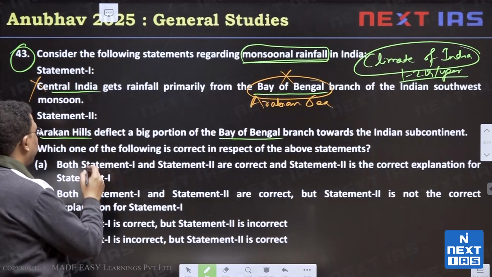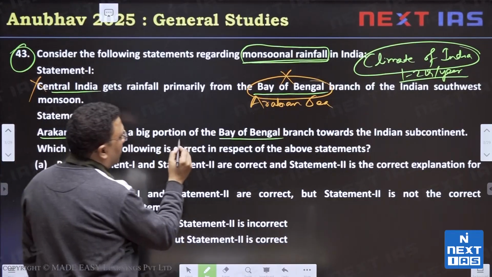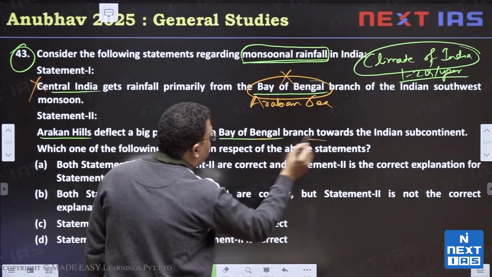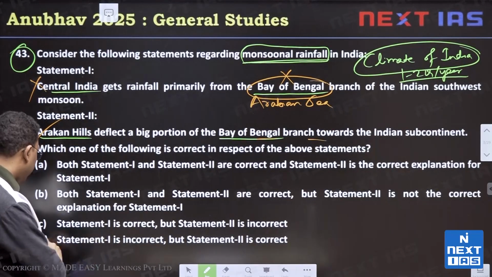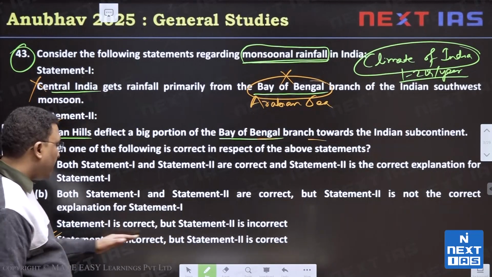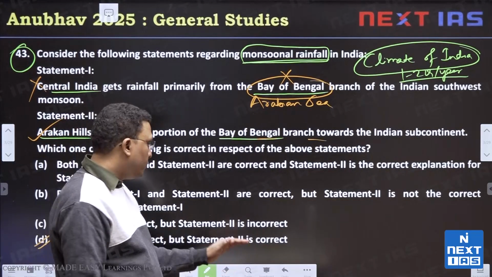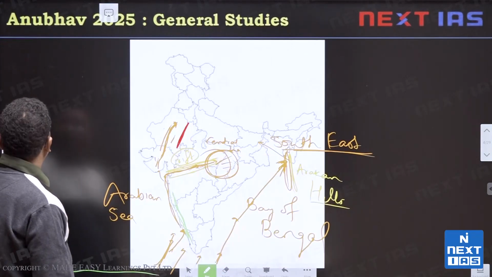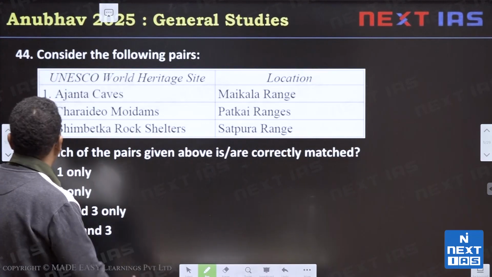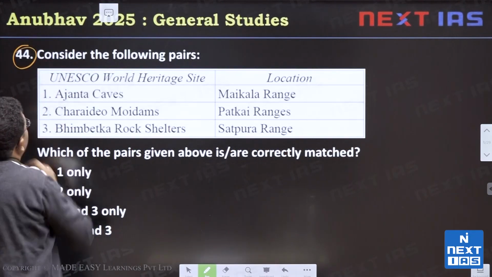So our second statement that Arakan Hills deflect a big portion of Bay of Bengal branch, this is correct, right? So that means the correct answer here will be D. Statement 1 is incorrect, but statement 2 is correct. Now let's move on to our next question, that is question 44.